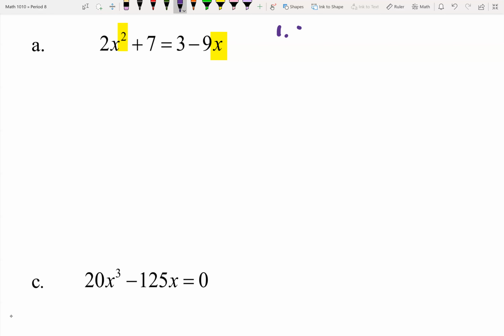So step number 1, set it equal to 0. So I'm going to take that 3 and the negative 9x and I'm going to pull it over to the left. So I have 2x to the second plus 9x. The 3 comes over and becomes a negative, and I have plus 4. That is an incomplete sentence in an English class. That line is not accurate. What's missing? Equals 0. Thank you. Do not have an incomplete sentence.